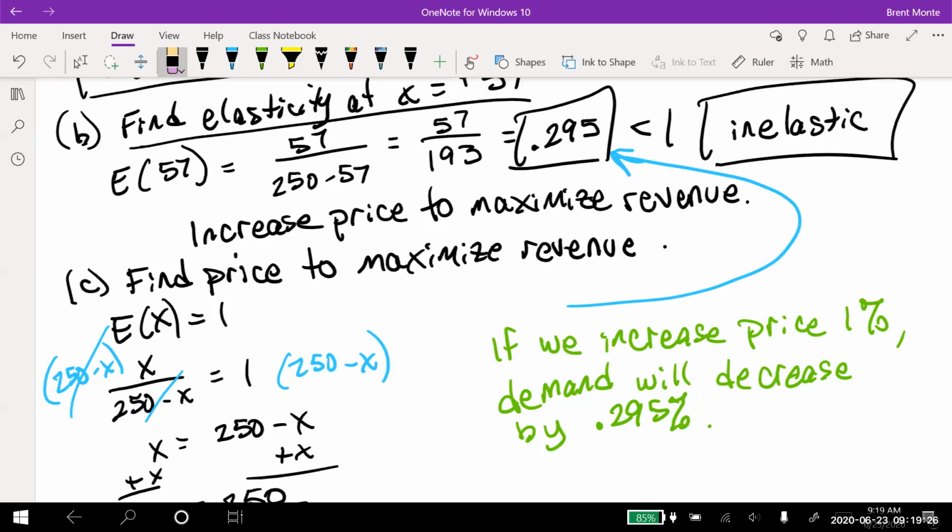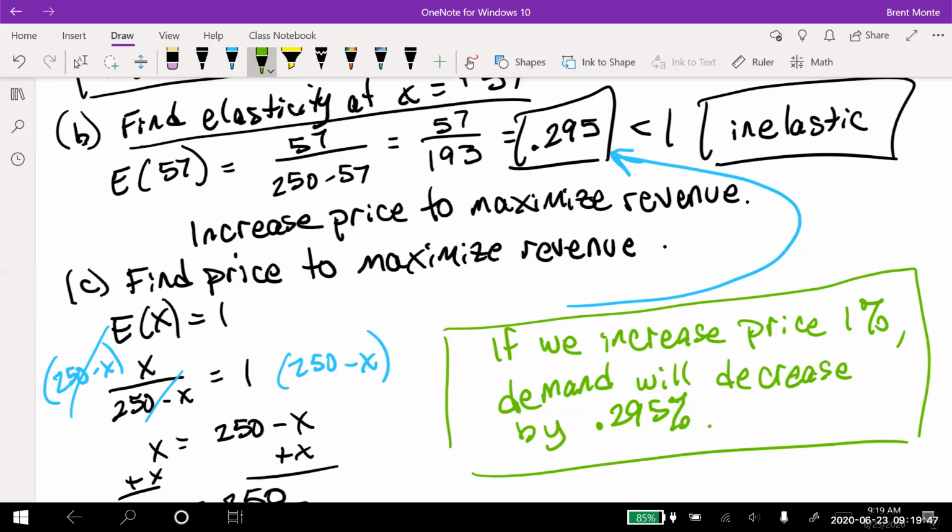Okay, but it's for small price changes because if it was a big price change, if we're going up to $80, well, then we have to do E of 80 and it's not going to be 0.295 anymore. Okay, let's try another one of these problems. Let me go ahead and box this though, because I'm a big fan of understanding what that elasticity value actually means. Okay, let's go into another problem though.